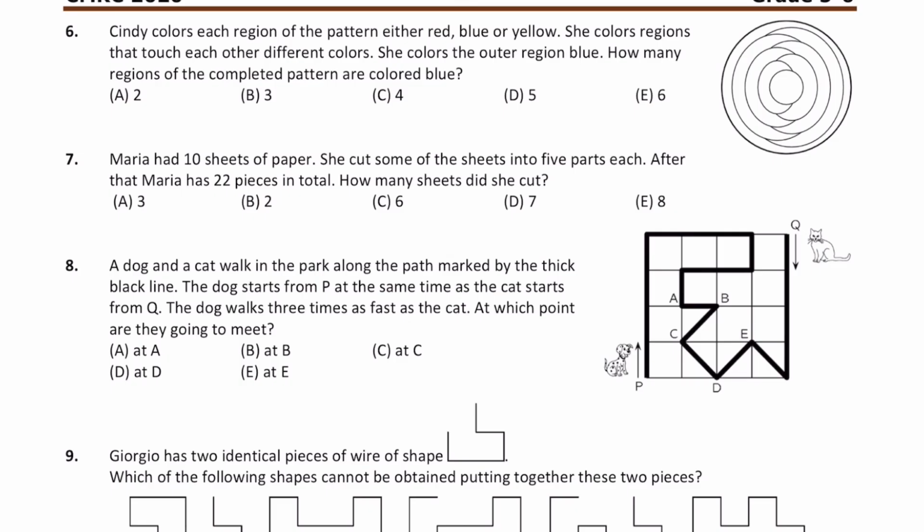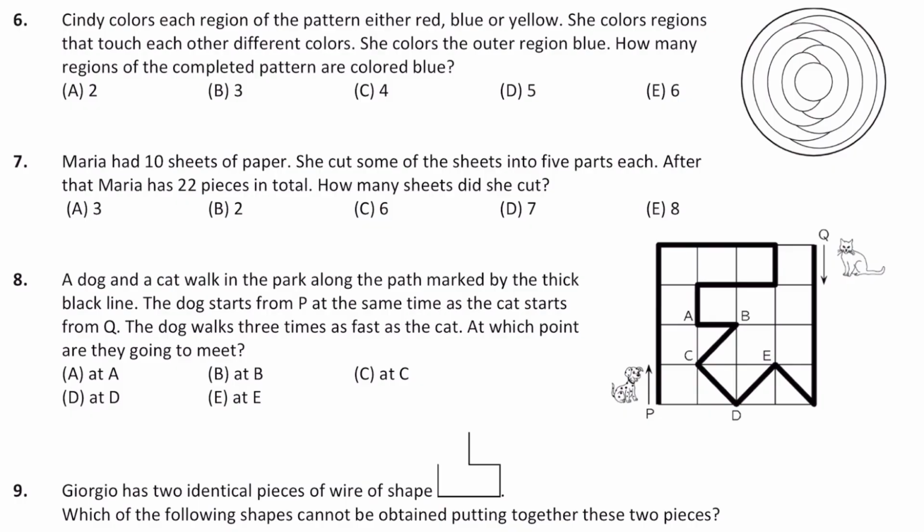Okay, moving on to the next question here. Cindy colors each region of the pattern either red, blue, or yellow. She colors regions that touch each other different colors. So let's say if a region is touching both red and blue, the color obviously would be yellow. She colors the outer region blue, so it's already given to us that the outer region will be blue, so this one right here will be blue. How many regions of the completed pattern can be colored blue?